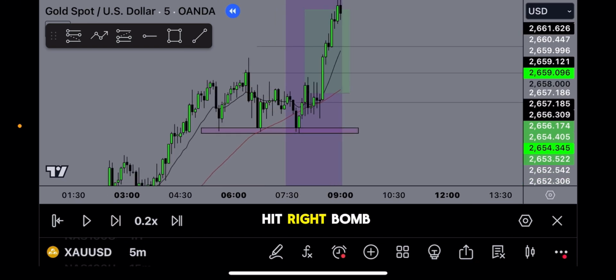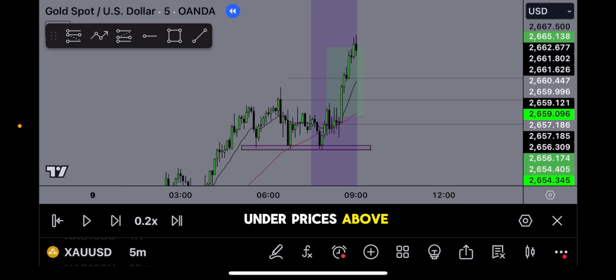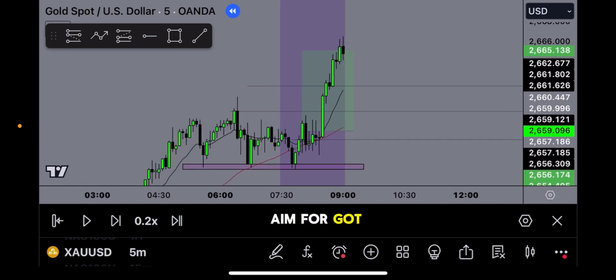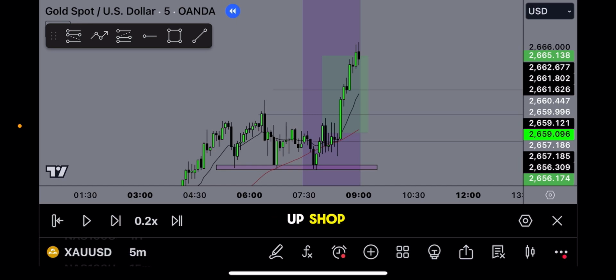TP3 hit, right? The 3 MAs are still under, price is above. All 3 levels that you aimed for got hit. And now I would have been done for the day. I would have just called it a day, closed up shop, I'm set, because you don't know how far up price will go, right? We cannot guess exactly how far up price will go. We can only have an estimated guess. So me seeing price already reach the 3 levels that I was aiming for, I don't gotta keep looking for more, because price is not gonna continue in your favor forever.